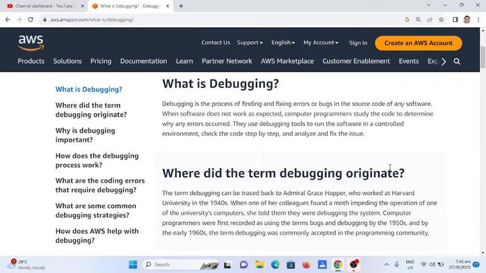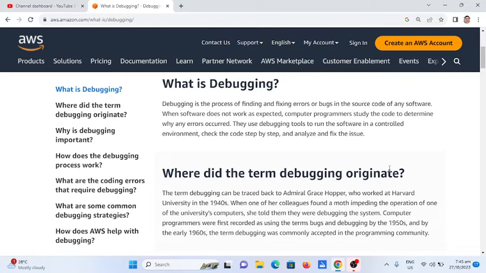So let's begin. Our content for today is provided to us by Amazon AWS. So what is debugging? Debugging is the process of finding and fixing errors or bugs in the source code of any software. When software does not work as expected, computer programmers study the code to determine why any errors occurred. They use debugging tools to run the software in a controlled environment, check the code step by step, and analyze and fix the issue.